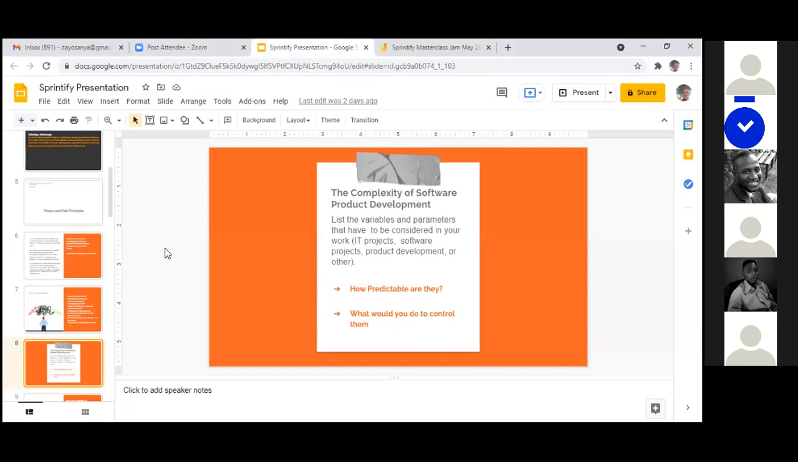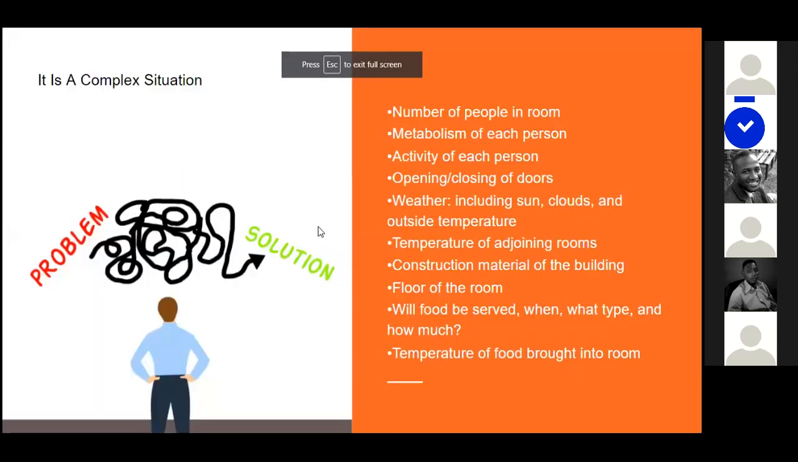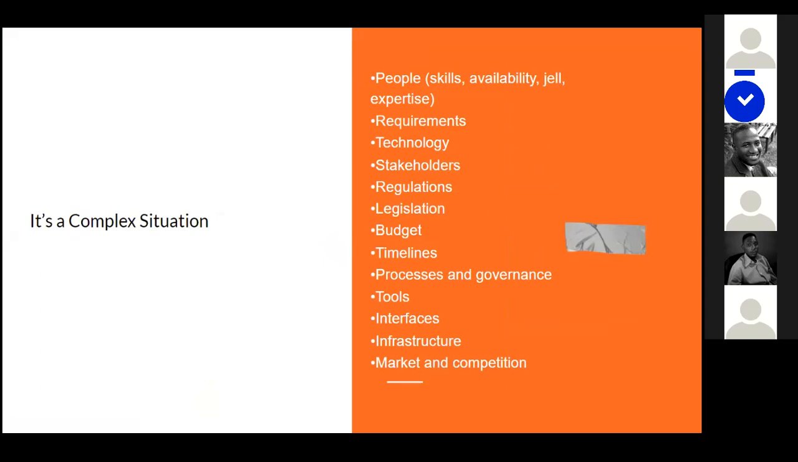Okay, let me move on. Since it's like you guys, so when we look, we can begin to consider some factors like the people, the skills availability, the requirements, the technology, the stakeholders, the regulations, legislation, budgets, timelines, processes and governance, tools, interfaces, infrastructure, market, and competition. So you can see here again that it's a complex situation.